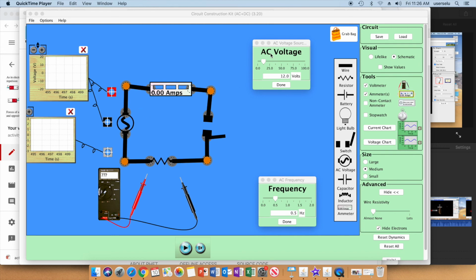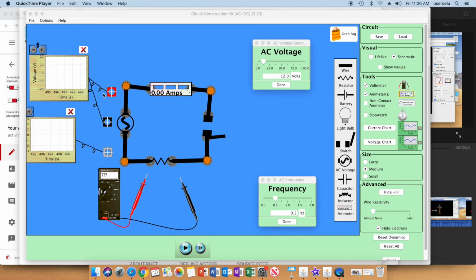Now, right now I have the voltage set at 12 volts, and I have the frequency set at 0.5 hertz. Now, what does that mean? Every second, 1/2 of a wave of variation of the voltage from max to min will occur. 1/2 of a wave varies each second.